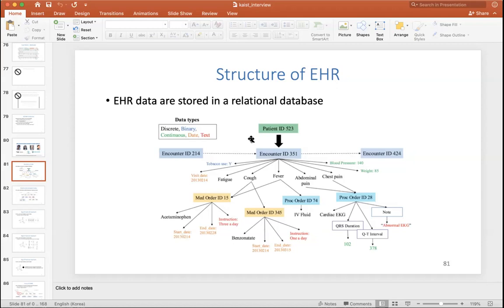you lay out the entire tables of the relational database in a graphical format like this here, it's more natural to start with patient rather than admissions, actually. So if we were to follow exactly the structure of the MIMIC-III relational database, then this arrow here should be the other way around semantically, because encounter ID 351 was made by patient ID 523. So that's how MIMIC-III tables are set up.